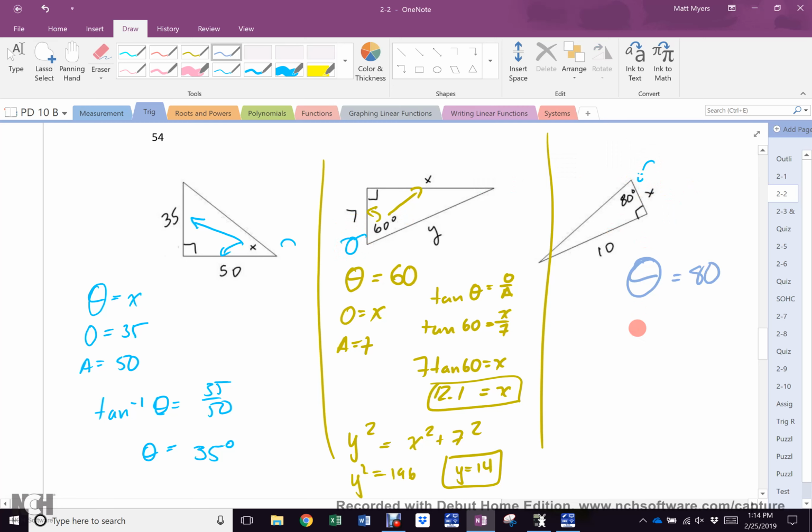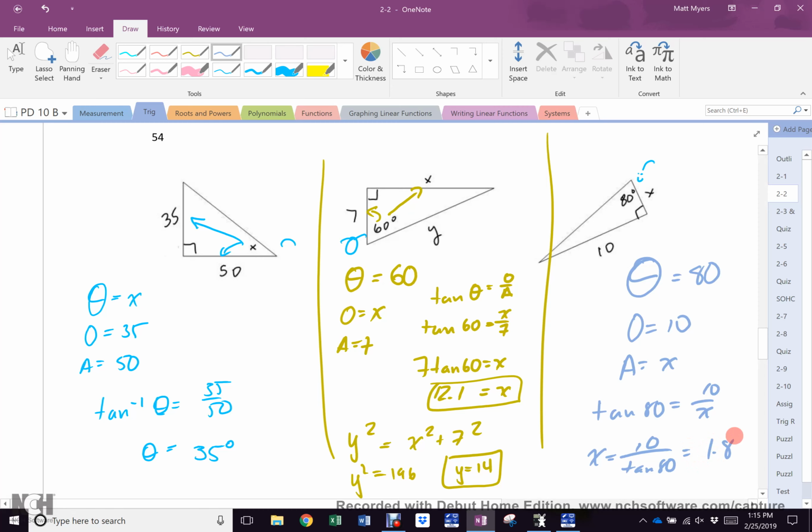What is that 10? What is that X? And what does x equal? What is x? 1.8.